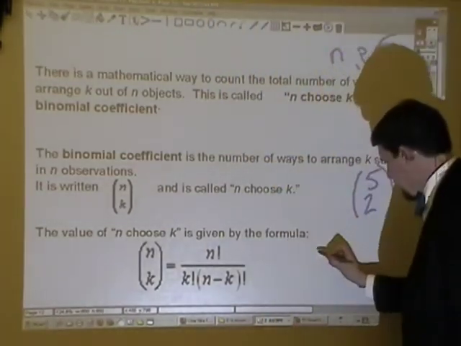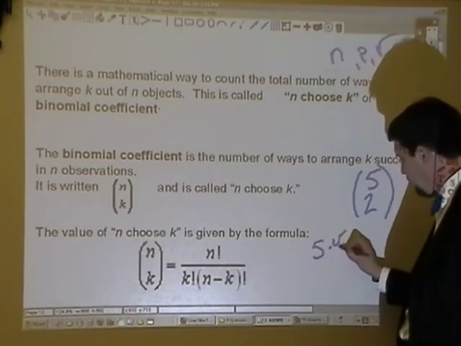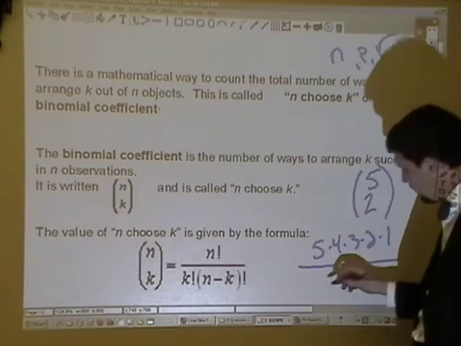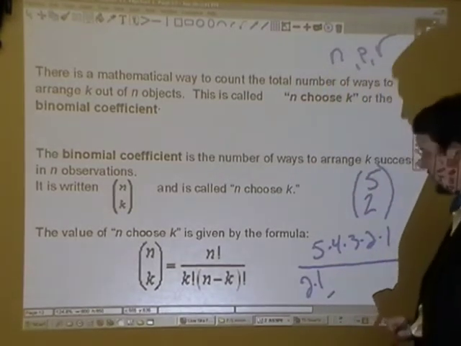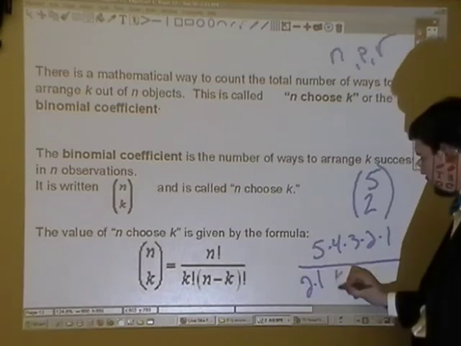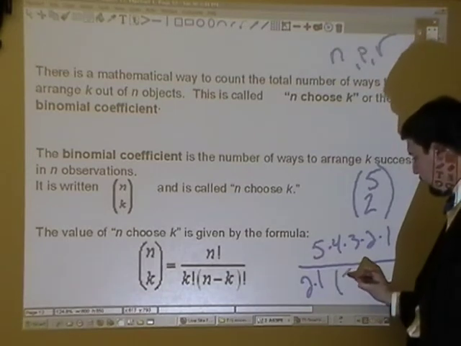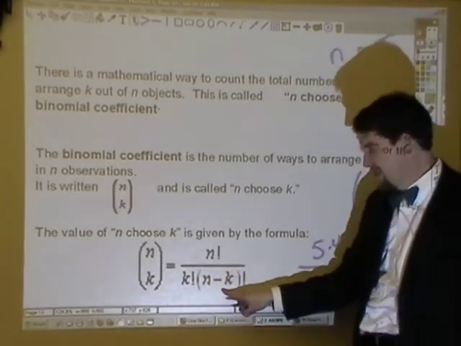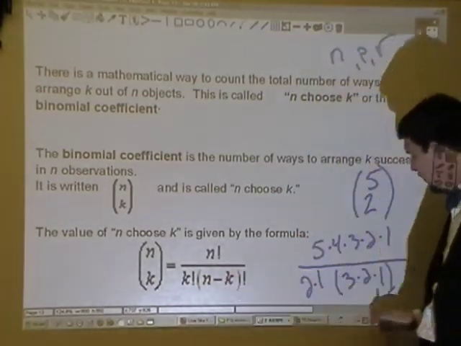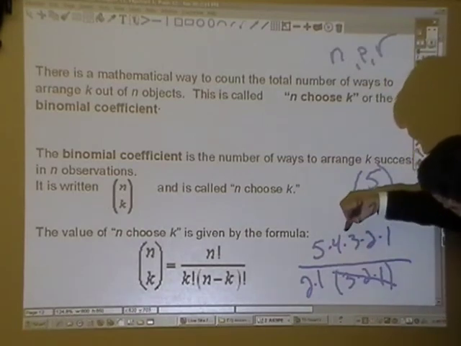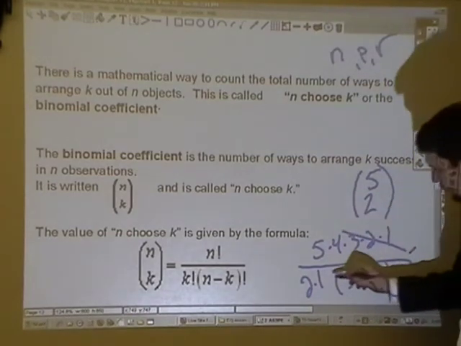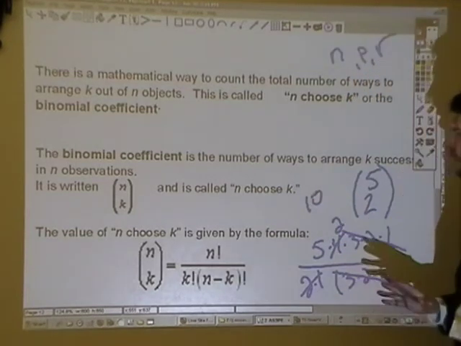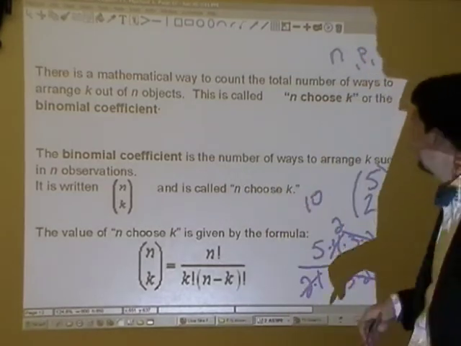So this would be actually 5 factorial, which would be 5 times 4 times 3 times 2 times 1, over k factorial, number of successes, 2 times 1, times n minus k factorial, which would be 5 minus 2, which would be 3 factorial, 3 times 2 times 1. So this is the number of successes, this is the number of failures. Now, what typically happens is things start canceling out. 3 times 2 times 1 cancels out. 2 times 1 is 2, and that reduces with 4 to 2, and you get 5 times 2, which is 10, which is why we said we've got 10 ways to do that.